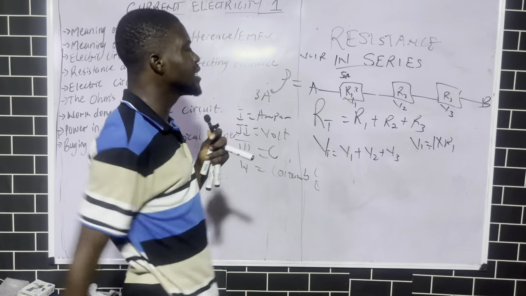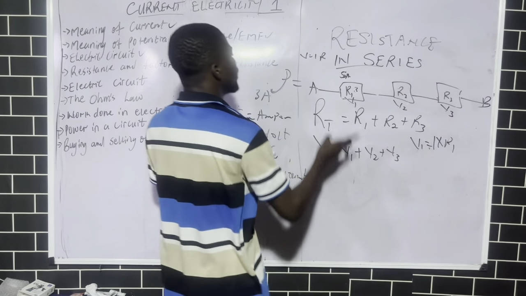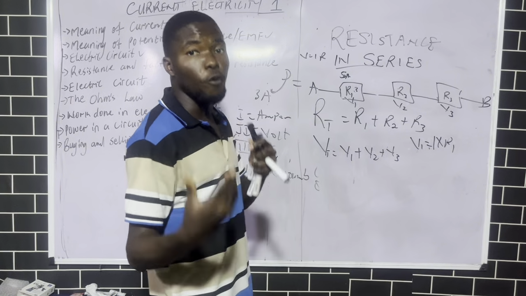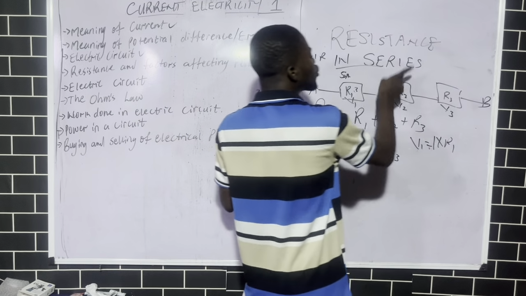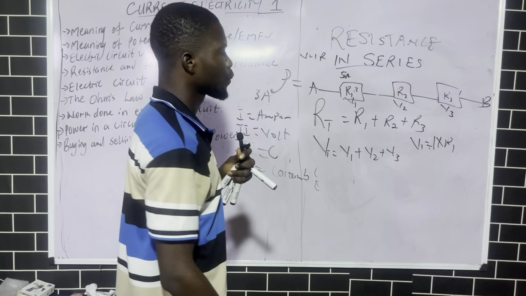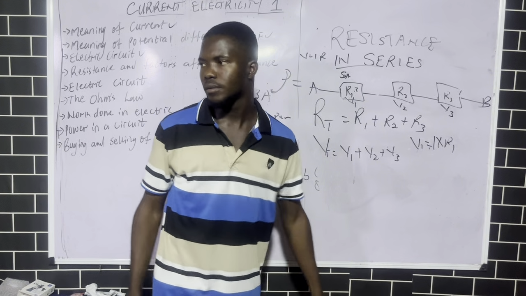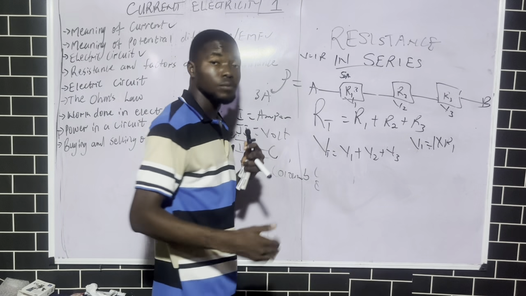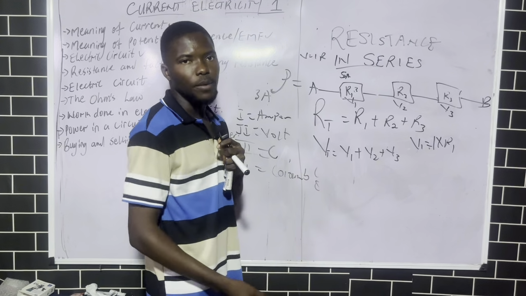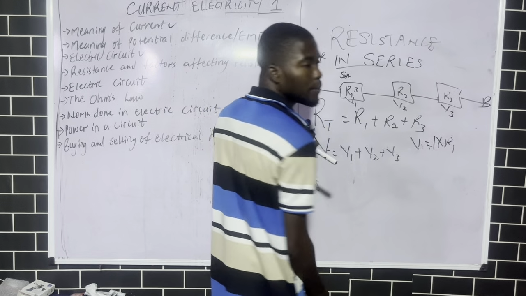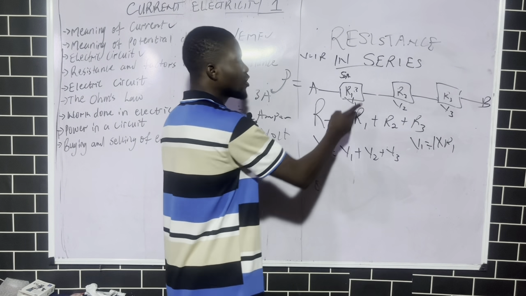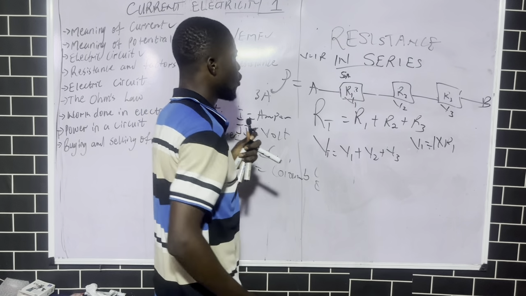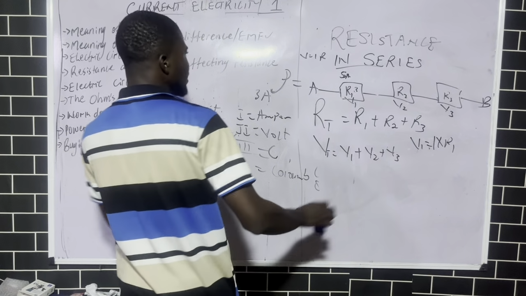So for resistance in series, the current flowing through them is the same. The voltage across them is not the same. Each of them has a different resistor, different voltage. But if you add their voltages together, it will give you the voltage of the circuit. Are you following me now? So that's it. Do you get what I'm saying now? So the voltage passing through each of them is not the same, but if you add it together, it will give you the total voltage. So that is for resistance in series. Now let's look at resistance in parallel.